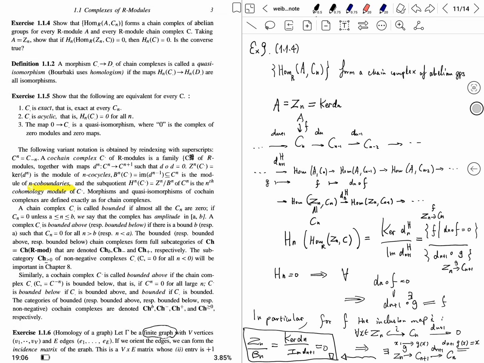Let's look at this exercise 1.1.4. Firstly, show that if you have an R-module chain complex C, and then you apply the covariant functor Hom_R(A, -), then again you have a chain complex, a chain complex of abelian groups.